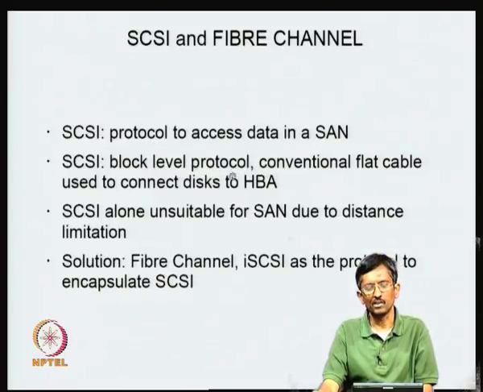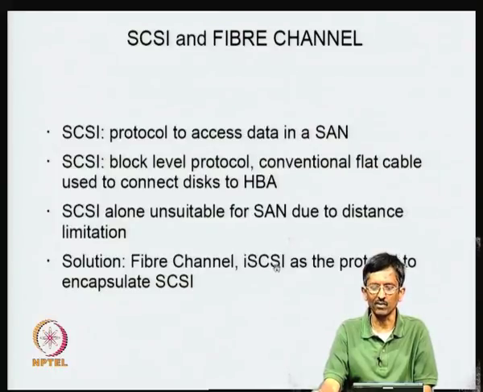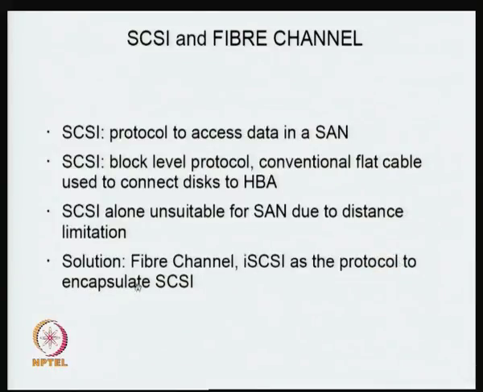If you are in a single desktop kind of system which uses SCSI, basically there is some kind of flat cable that is used to connect the disk to the host bus adapter, the agent for the computing system, the storage agent. But if you want to do it across longer distances, then SCSI is not suitable, because originally when SCSI came around, it did not really have the notion of being able to interconnect longer distances. So, the solution adopted in later versions of SCSI, for example SCSI 2 or SCSI 3, was to use fiber channel or some other protocol like iSCSI, which again we will discuss later, as the protocol to encapsulate SCSI.